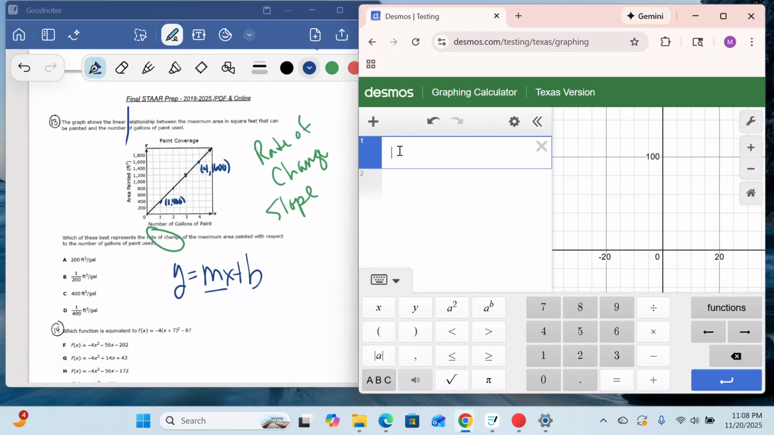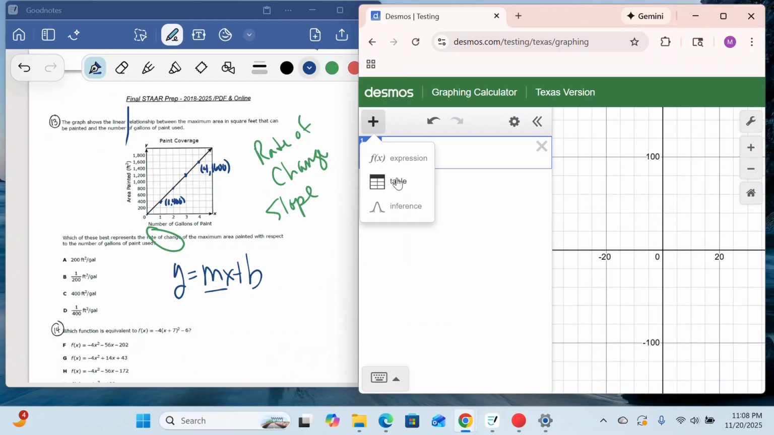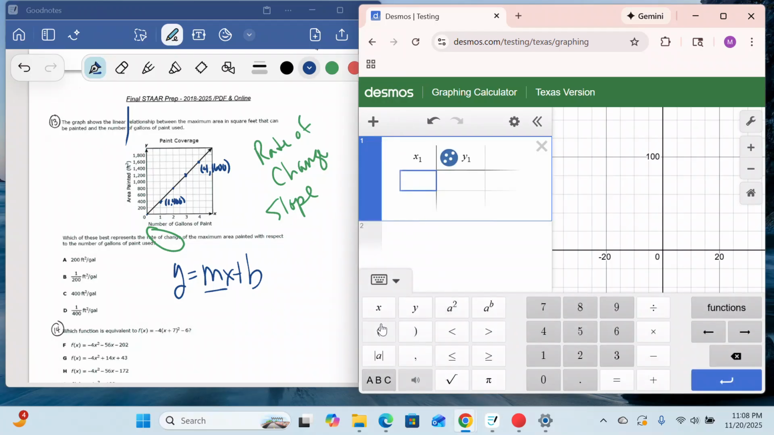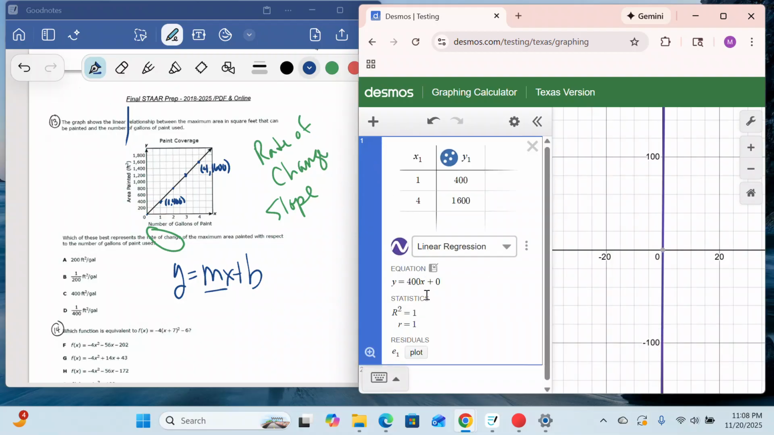So I'm just going to use my table format and input those 2 ordered pairs. I'm going to input (1, 400), with 1 being your x and 400 being the y. Then I'm going to input (4, 1,600). And then I'm going to add regression here, and I have my answer right here: y equals 400x plus 0.